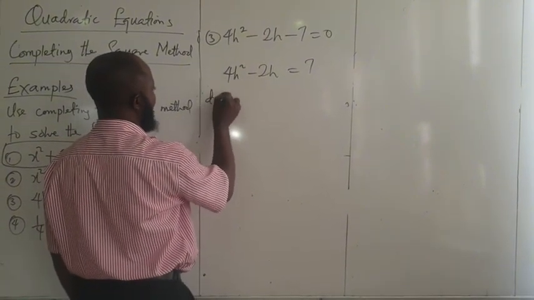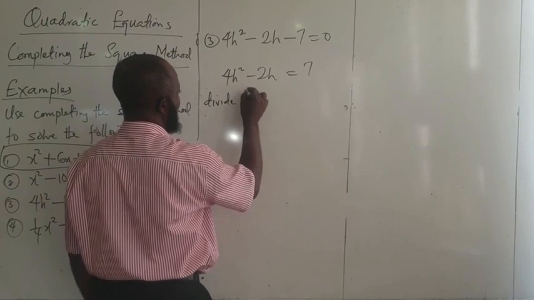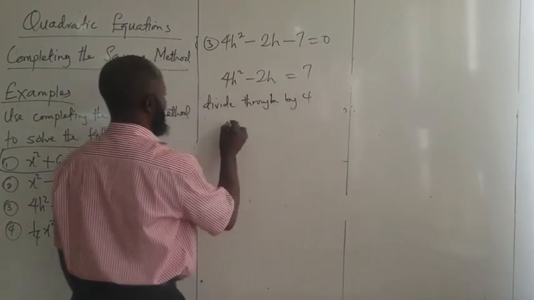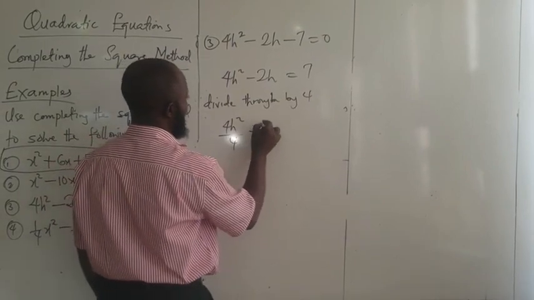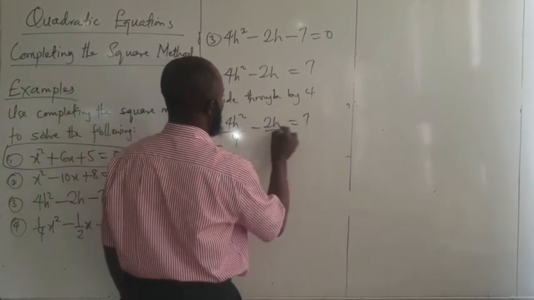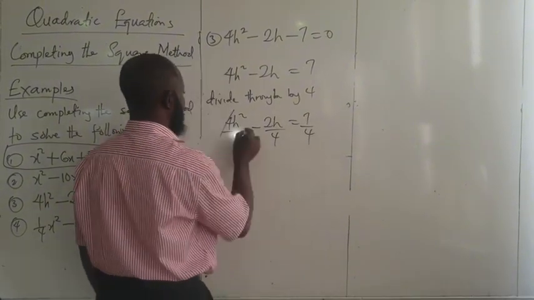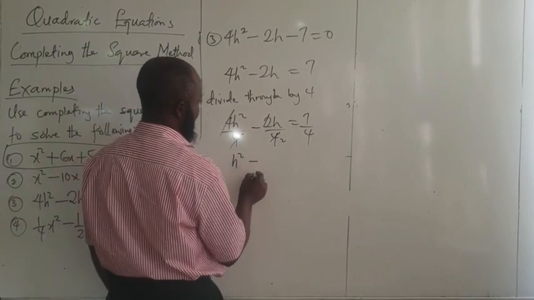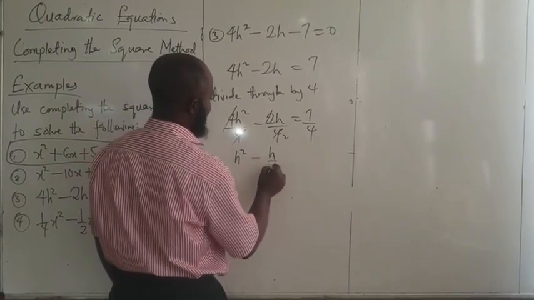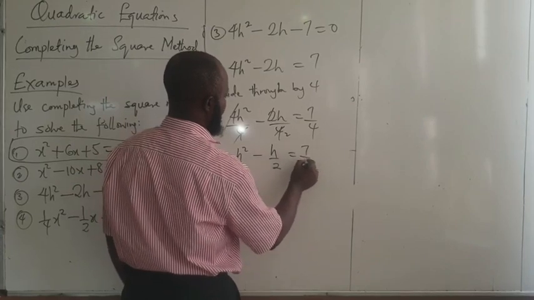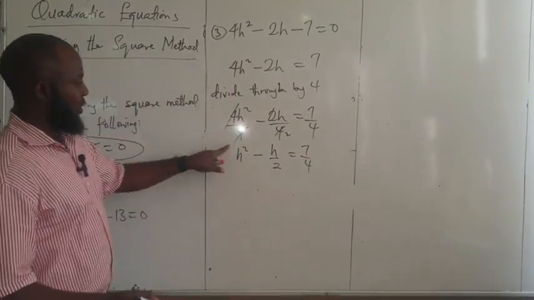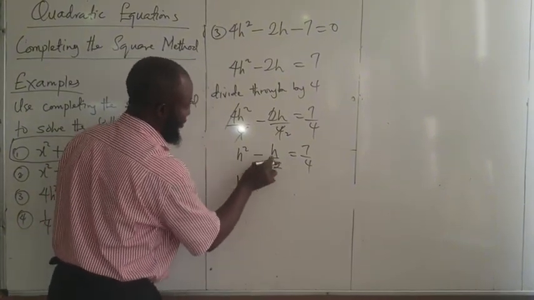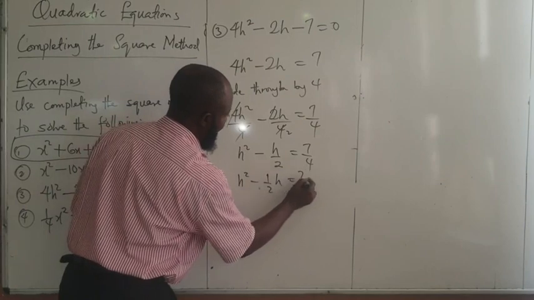So divide through by 4. So that is 4h squared over 4 minus 2h over 4 equals 7 over 4. This cancels this. 2 here 1, 2 here 2. So we then have h squared minus h over 2 equals to what? 7 over 4. You can now see that this one is what? Is 1 now. So the next is that this one is saying h squared minus 1 over 2h equals to 7 over 4.